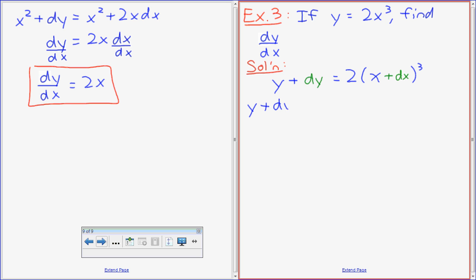Plus x squared, 3x squared dx. Plus 3x dx squared. Plus dx. Good. Okay.